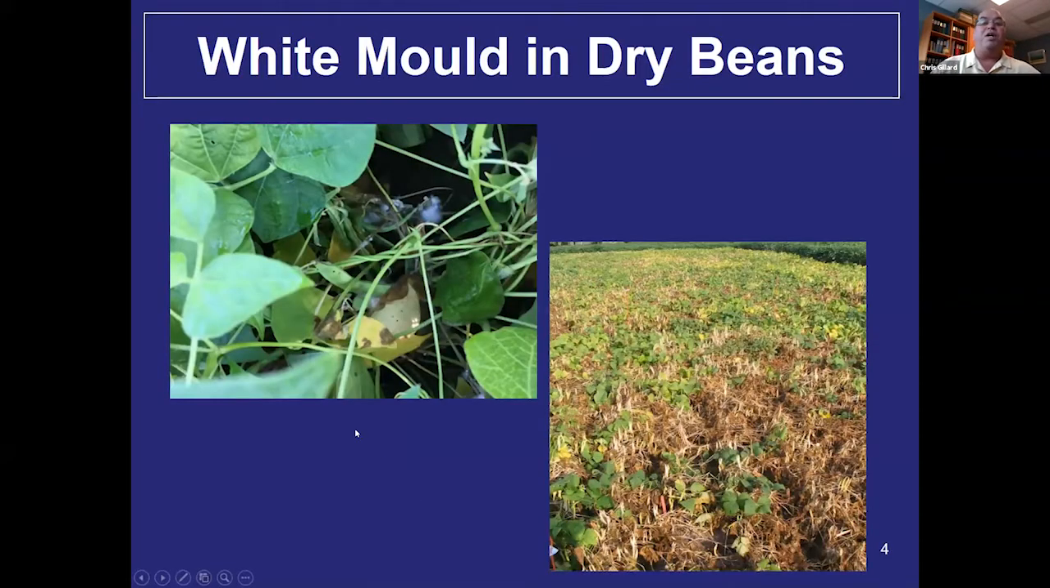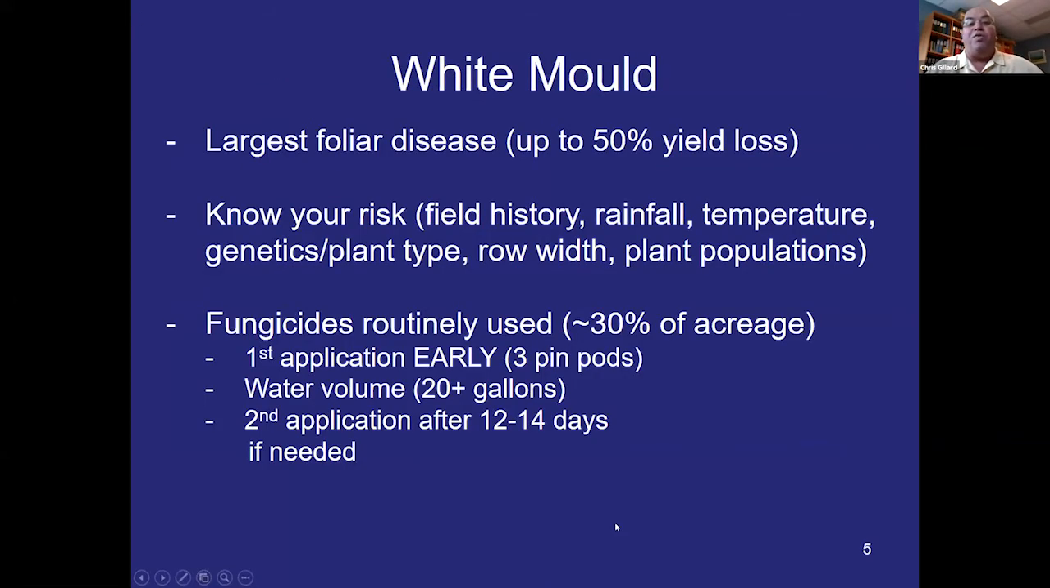So let's talk about white mold in dry beans first. This is our largest foliar disease in Ontario. We can see yield losses of 50% or greater. There are all kinds of issues that you have to recognize to understand the risk: the field history of the disease, environmental conditions like rainfall and temperature, genetics, plant type, some characteristics of the plant that help to avoid the disease, and then some management things with row width and plant populations. So lots of things to think about.